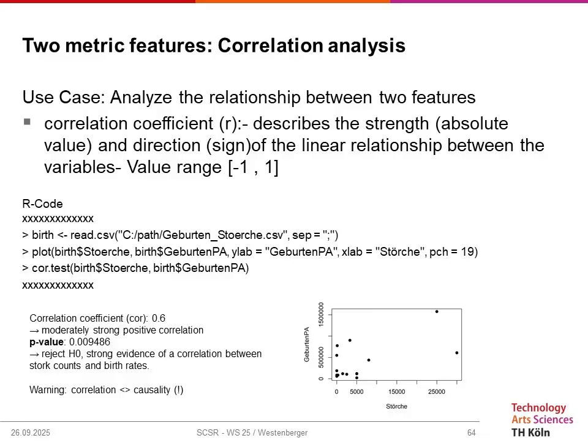Which immediately brings us to the giant flashing neon sign. Correlation is not causality. Absolutely. Just because two things move together doesn't mean one causes the other. There's almost certainly a hidden variable. Maybe rural areas have more storks and higher birth rates for totally unrelated socioeconomic reasons.